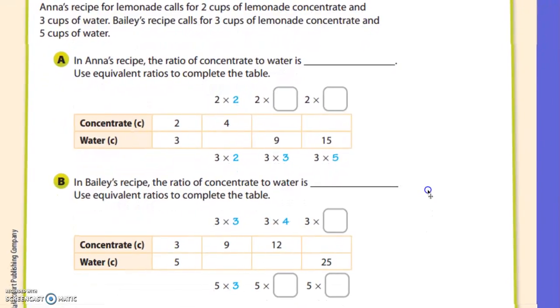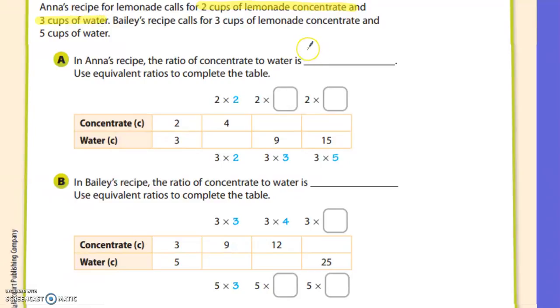Okay, so I'm going to move this up. We can now see all of Anna's table, all of Bailey's table, and we can see the directions. So the first one is about Anna's recipe, and Anna's recipe is, if you go back and find the directions, 2 cups of lemonade concentrate to 3 cups of water. And so the first question says write the ratio.